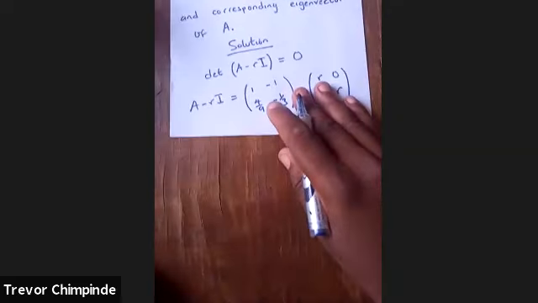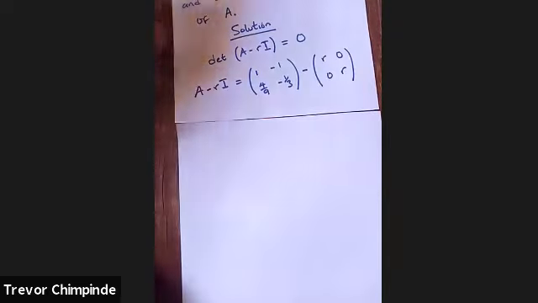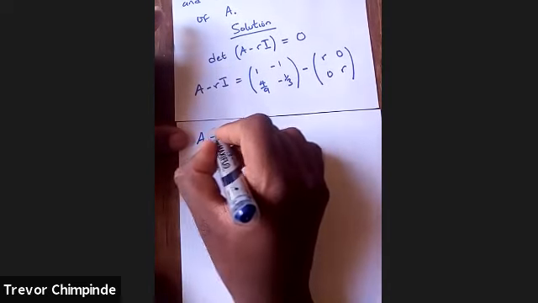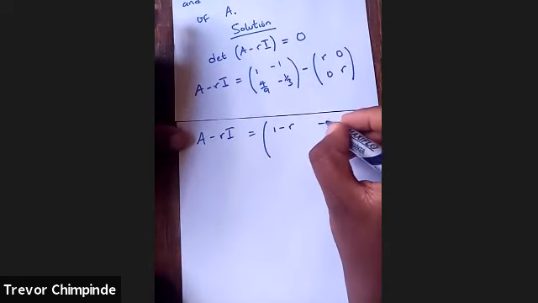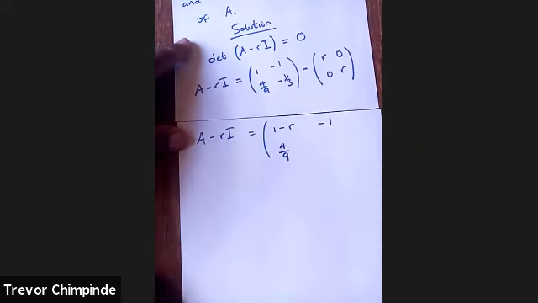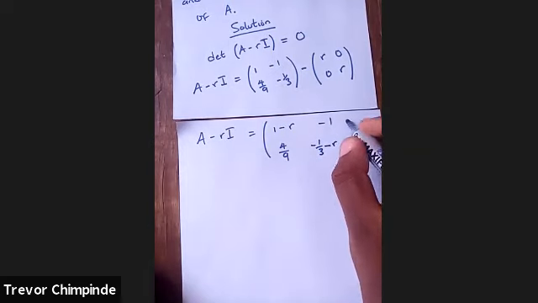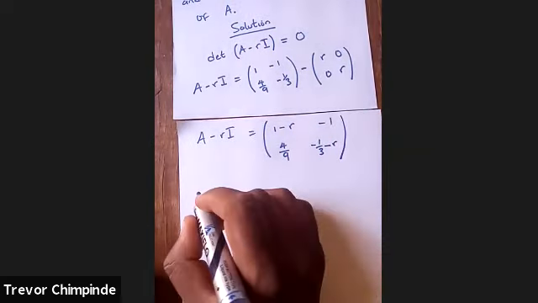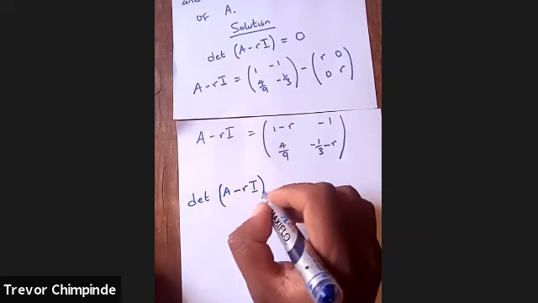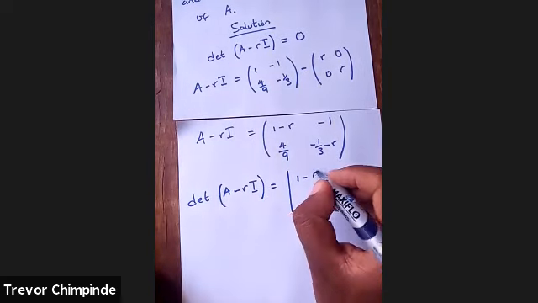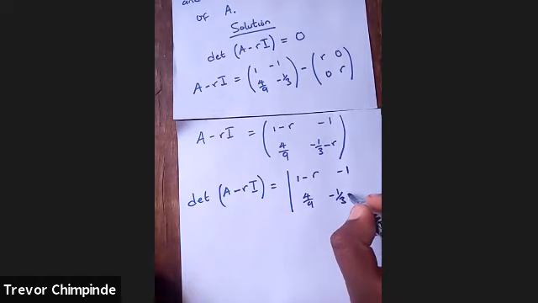When we subtract those two matrices, what we get is 1 minus R, -1, 4/9, then -1/3 minus R. And when you take the determinant, this is 1 minus R, -1, 4/9, then -1/3 minus R.